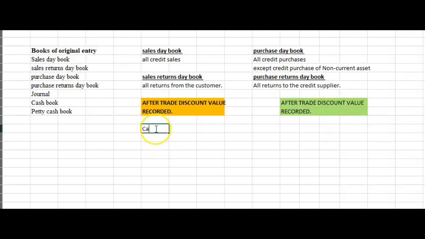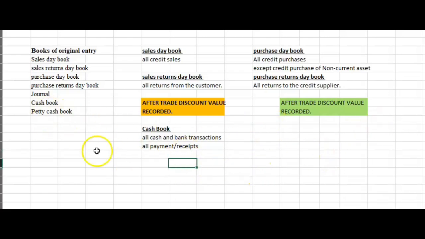The next book is the Cash Book. Despite its name, the Cash Book records transactions relating to both cash and bank. All receipts and all payments are recorded in the Cash Book. Earlier, we mentioned that not all sales and purchases go into the day books. This is because if a sale is made for cash, meaning the customer pays immediately, the transaction is recorded in the Cash Book, not in the Sales Day Book.